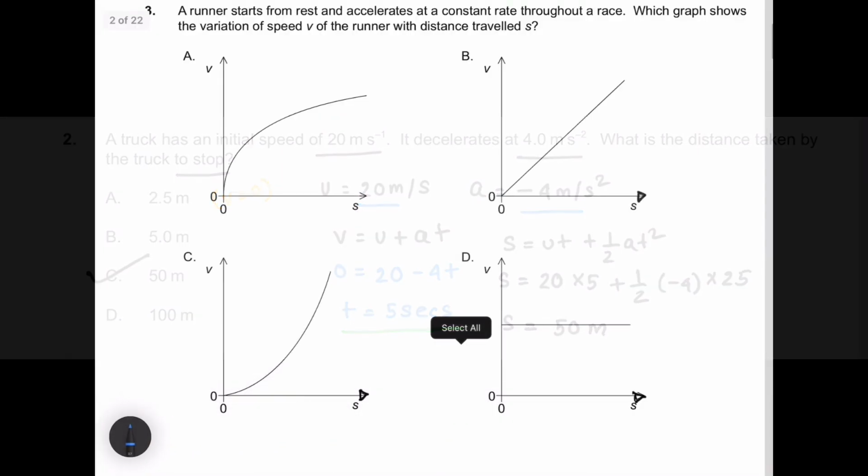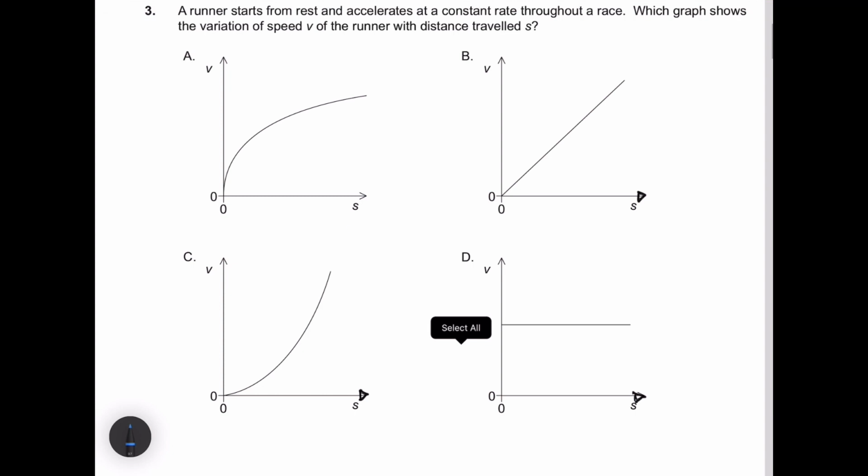So in this question it states that the runner starts from rest. So that means the initial velocity of the runner would be equal to how much? 0, right? u would be equal to 0, and it accelerates at a constant rate, right? So the acceleration would be a constant. So acceleration is a constant quantity, okay? Now which of the graph shows the variation of speed v and the distance traveled by the runner?